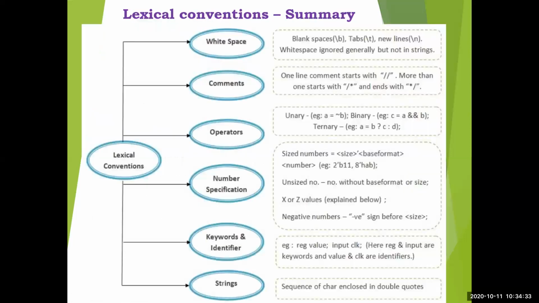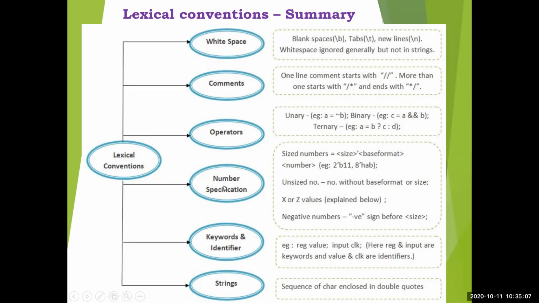To summarize what we have gone through so far: white spaces, comments, operators, number specification, keywords and identifiers, and strings. These are the lexical conventions. In white space, we have seen blank spaces, tabs, and new lines, and white spaces are generally ignored, but not in strings. Then comments: a one line comment starts with double slash, and more than one line starts with slash star and ends with star slash. Operators, we have seen three types: unary, binary, and ternary. The same examples are considered here.